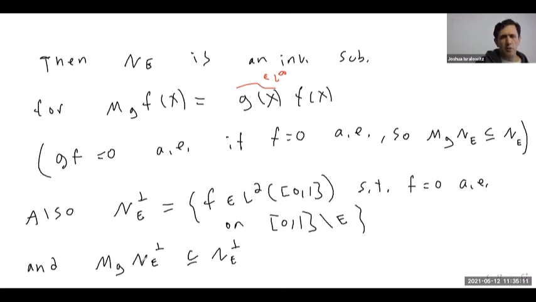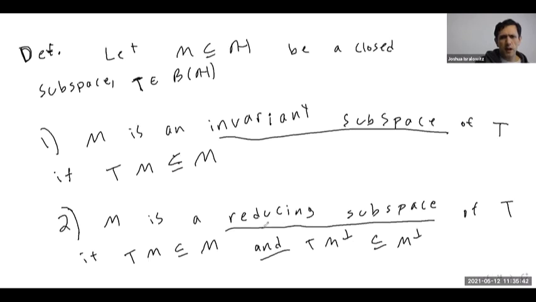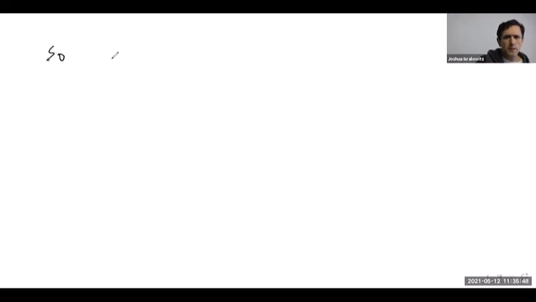G times f equals 0 almost everywhere on 0 to 1, take away E, if f is 0 almost everywhere on 0 to 1, take away E. So yeah, the product is 0 almost everywhere on 0 to 1, take away E, if f is 0 almost everywhere on 0 to 1, take away E. Okay. So that means that actually this is a reducing subspace for T. Sorry, for M_G. So N_E.